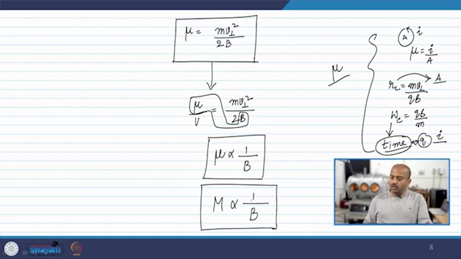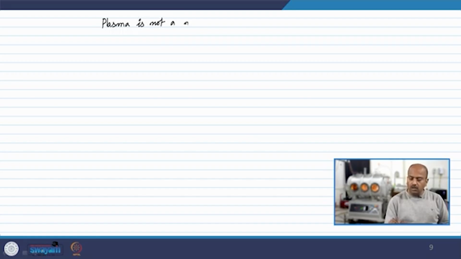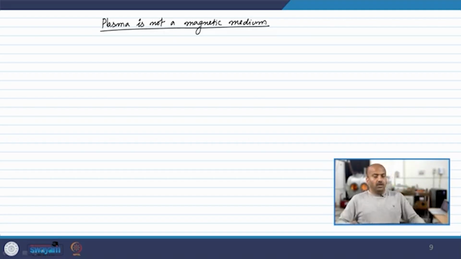So, you can call the plasma a diamagnetic material, or simply put, we cannot consider plasma as a magnetic medium at all. Plasma is not a magnetic medium, right. This is the basic idea, right. What have we learned? We have established the magnetic nature of plasma.